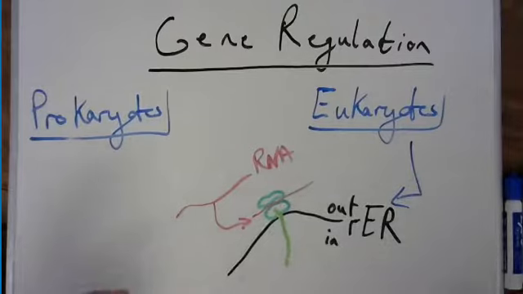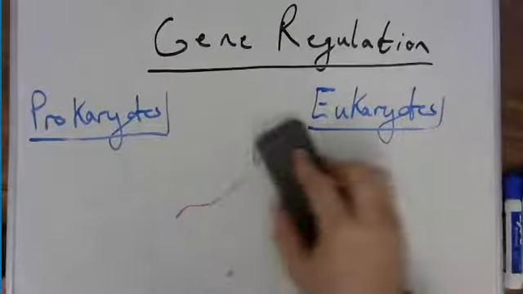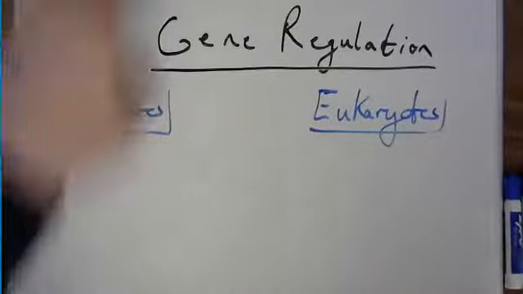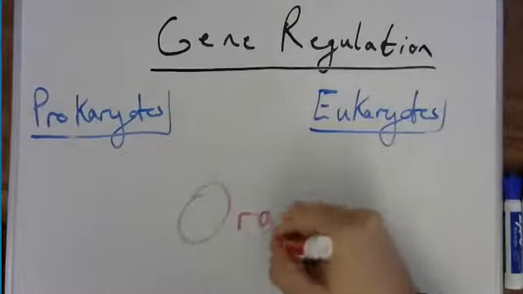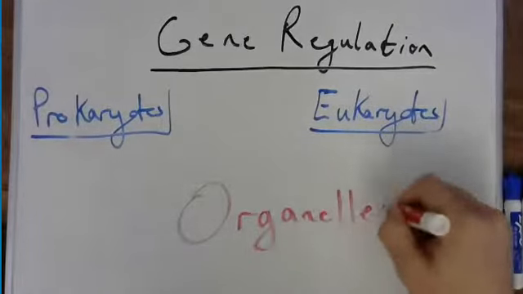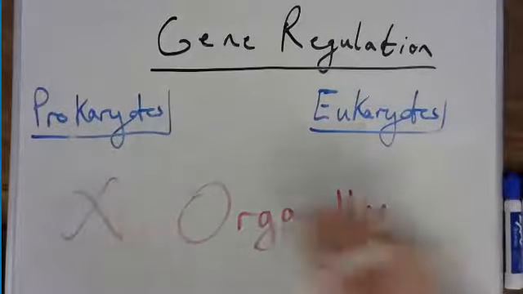It can be the Golgi apparatus. You can have lysosomes chiming in and destroying things along the way. So there are lots and lots of regulation that can be done in eukaryotes compared to prokaryotes. And the main difference, it's organelles.